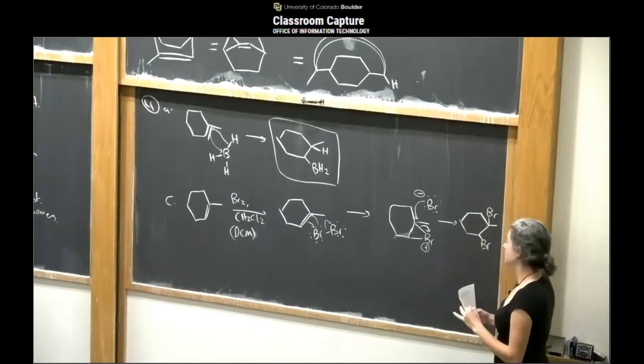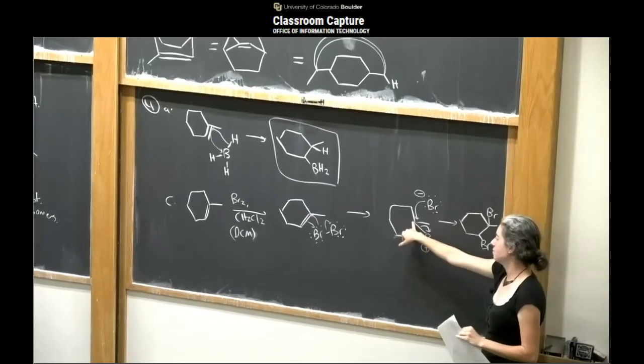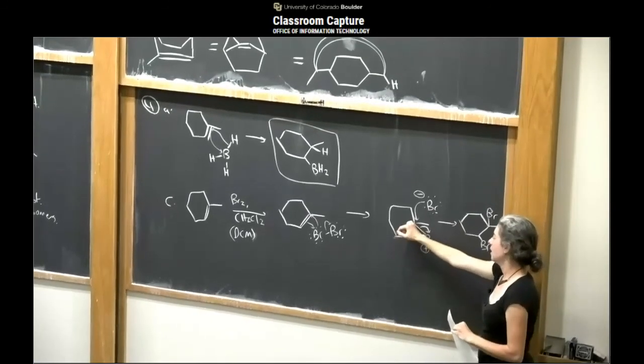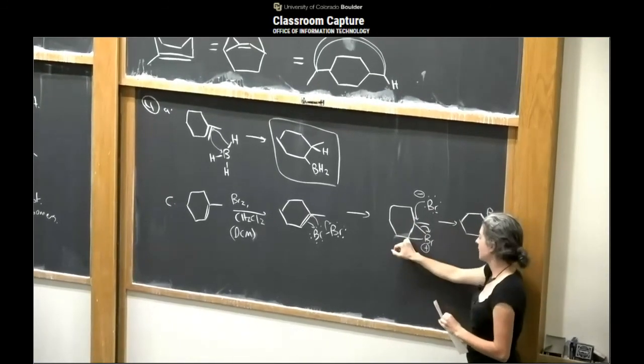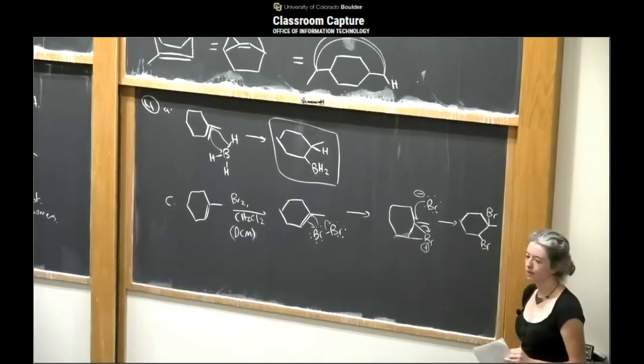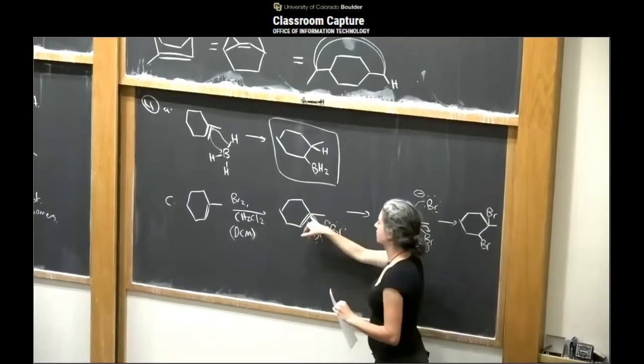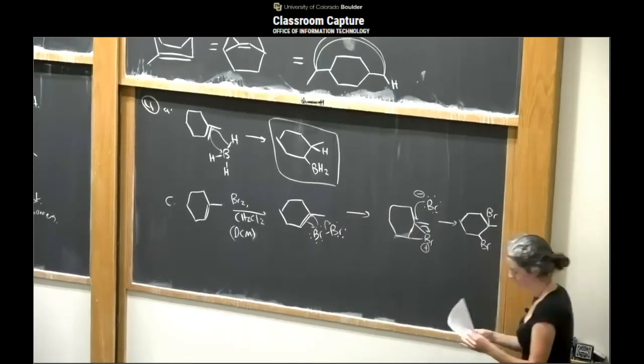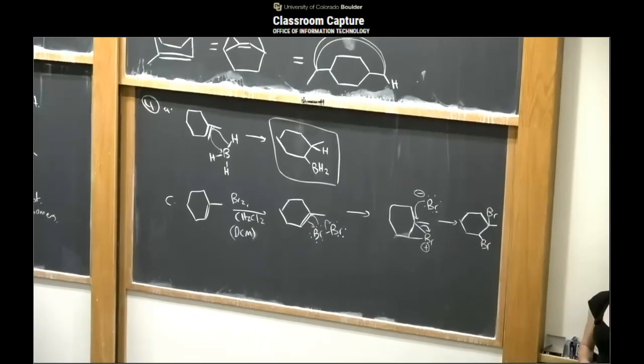Okay, and note that when the attack happens, it's going to be on the more substituted carbon, not the less. So if you attacked here, I think you lost 1 point out of 6. And if you had an arrow missing to make the ring, I think you also lost 1 point out of 6. Okay, questions about that one?